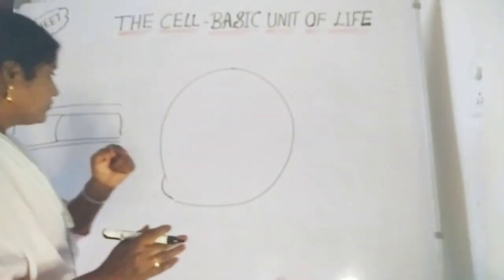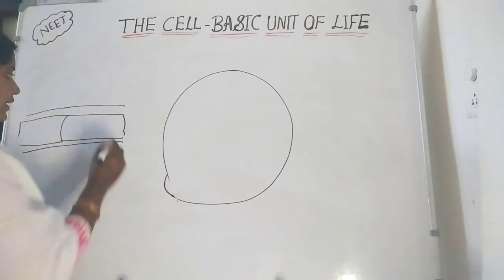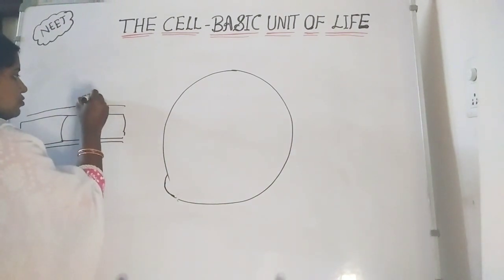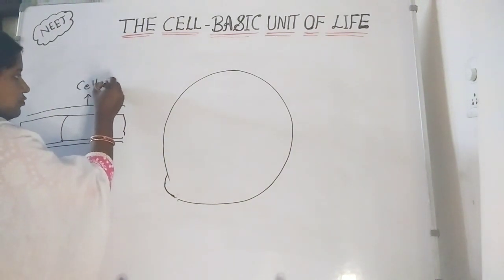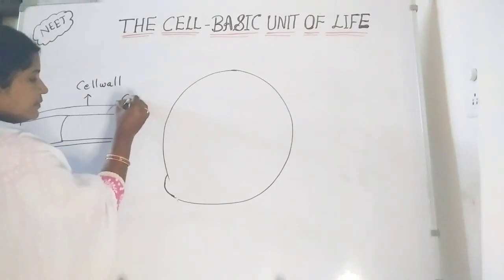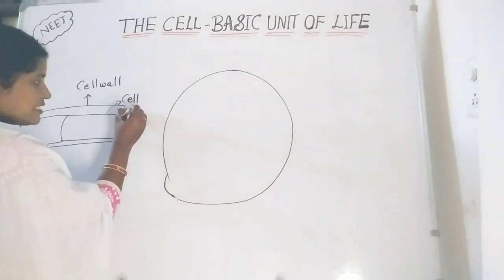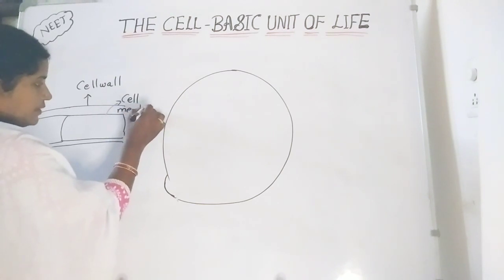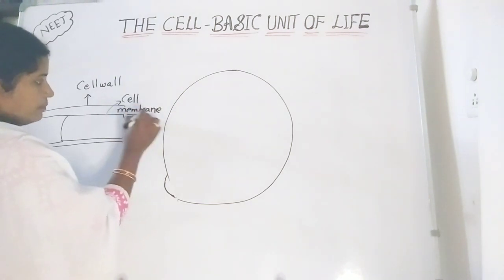And below the cell wall it contains the plasma membrane. So the outer membrane is the cell wall and the inner membrane will be the cell membrane or plasma membrane. Cell membrane or plasma membrane.